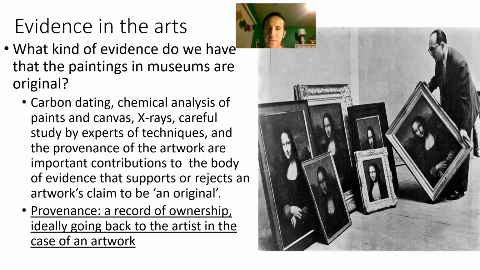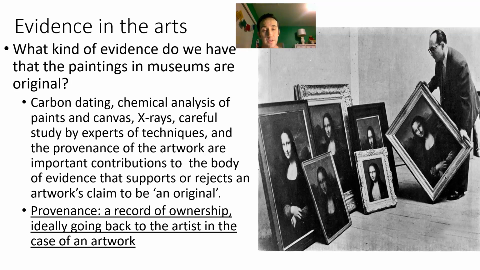What kind of evidence do we have that the paintings in the museums are actually original? Which one of these is the Mona Lisa? Well, this is where science is going to come in. With the scientists, we can come up with carbon dating. We can take a little chunk and look at the radioactive isotopes and how they have degraded over time. We can look at the chemical analysis of the paints and determine, okay, they were using this style of paint in the year 1500, and the chemistry of the paint matches up there. We can use X-rays and look at the layers of paint that was put on this. We can use the careful study by experts of techniques, that this artist used this type of brush stroke.